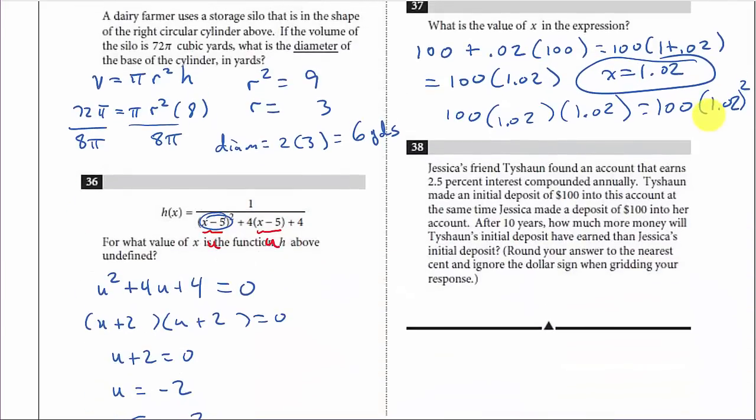All right, so for 38, it says, Jessica's friend Tashawn found an account that earns 2.5% interest compounded annually. Tashawn made an initial deposit of $100 in this account. At the same time, Jessica made a deposit of $100 into her account. After 10 years, how much more money will Tashawn's initial deposit have earned than Jessica's initial deposit? Round your answer to the nearest cent and ignore the dollar sign when gridding your response.